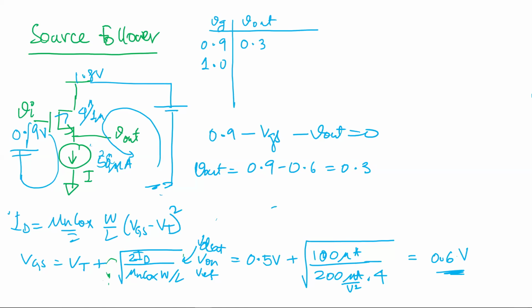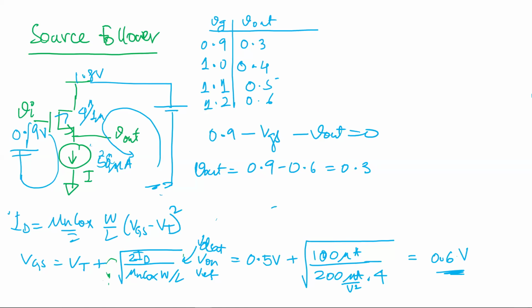Because, it is not true, but at least with this calculation, it is still 0.5, still 100 microamp. This is still 200 by 4. We kind of approximated this. So VGS is still 0.6, which means that this will be 1 minus 0.6, which is 0.4. Okay? 0.4. If I make it 1.1, 0.5. If I make it 1.2, 0.6. So now you know why it's called source follower, because the source follows the gate.